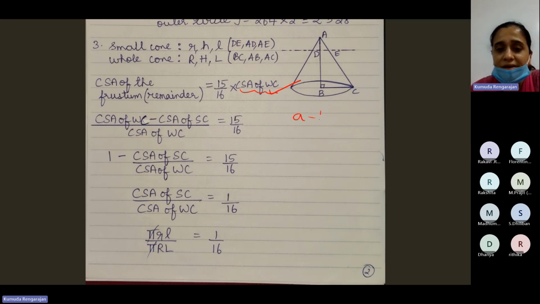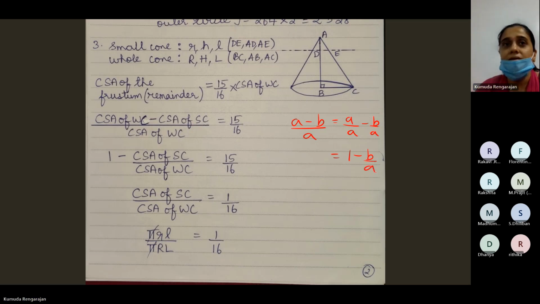Now, when you have A minus B by A, you can write it as A by A minus B by A. That gives us 1 minus B by A. A by A is 1, minus B by A. That's what we have done here also. So CSA of the whole cone by the CSA of the whole cone will be 1, minus CSA of small cone by CSA of whole cone. Apply this here, children.